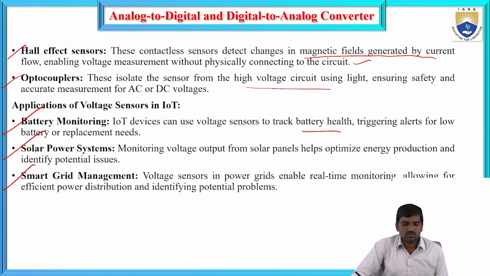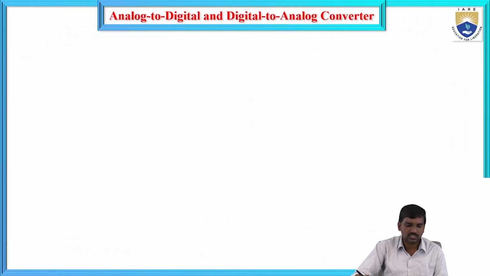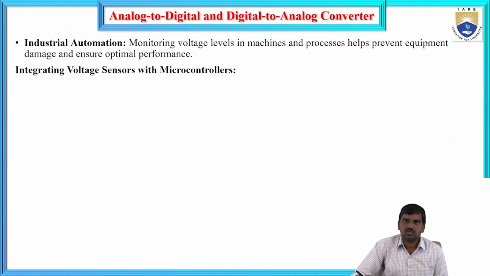Solar power systems also monitor voltage output from solar panels. It helps optimize energy production and identify potential issues. The last one, smart grid management. Voltage sensors in power grids enable real-time monitoring, allowing for efficient power distribution and identifying potential problems also. These are the applications of voltage sensors used in IoT.